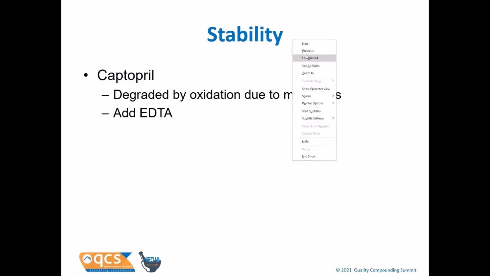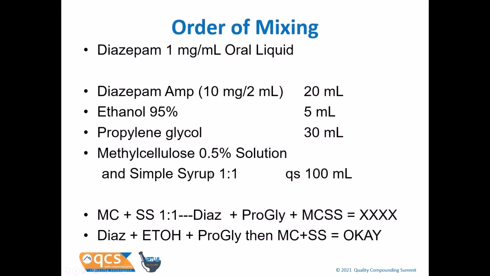Okay, in other words, what he did was he took the methyl cellulose suspension and the simple syrup, mixed it 1-to-1 for his vehicle, and to this he added the diazepam, the injection, and then he had the propylene glycol and the methyl cellulose simple syrup, and a cloudy product was obtained. He could not dispense that.